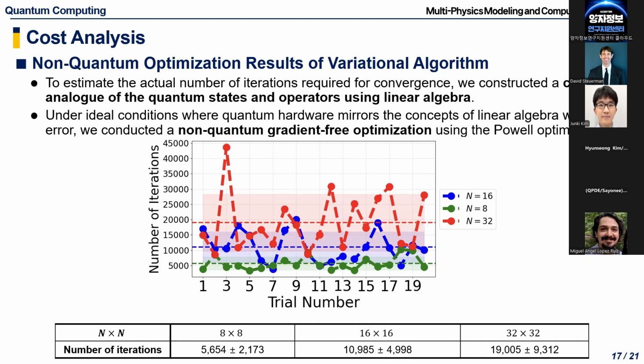To estimate the average number of iterations until convergence, we made a non-quantum analog of the quantum circuit only using linear algebra. And in this way, assuming that the quantum hardware we're going to use exactly aligns with our model, we conducted the same optimization using the Powell optimizer. And the average number of iterations for each n is shown in the table below. And we'll use this result to finally compare the quantum operations included in both algorithms.